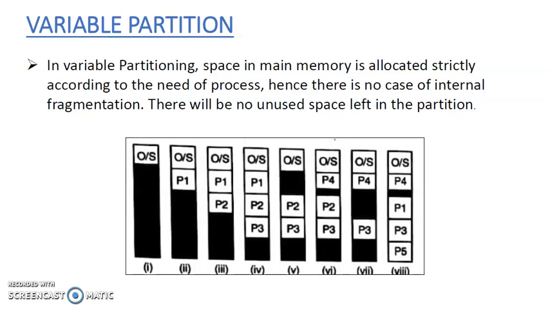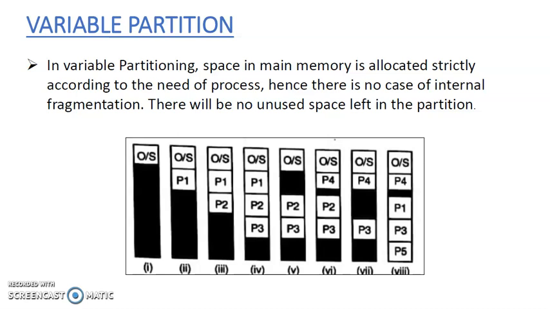Then comes the 7th step. Now what will happen? Suppose P2 is terminated and only P4 and P3 continue. Then the free area at the top and the one released by P2 can be joined. So you can see in the 8th block, P1 is swapped out and the free space in the middle is sufficient to hold P1, so another process P5 is loaded into the memory. This is all about the working of variable partitions.